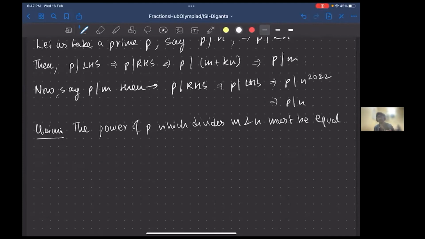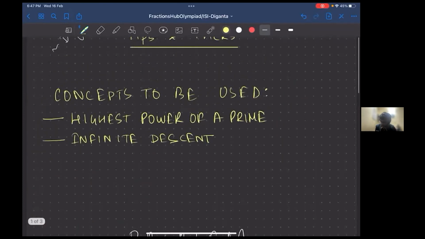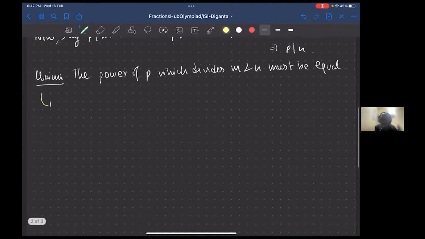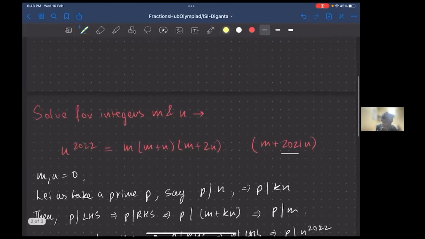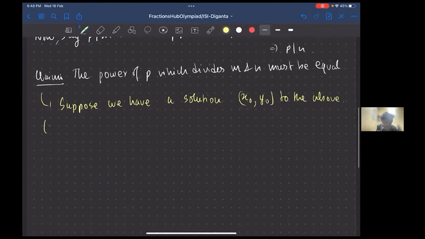So you can try to prove this like the previous argument, or there's a quick trick, right? So this is a quick trick. The quick trick is as follows. Suppose we have a solution x naught comma y naught to this above equation, right? Then observe that if I divide x naught and y naught both by p, it will still remain a solution. That is, x naught comma y naught is a solution. This implies x naught by p and y naught by p is also a solution, right?